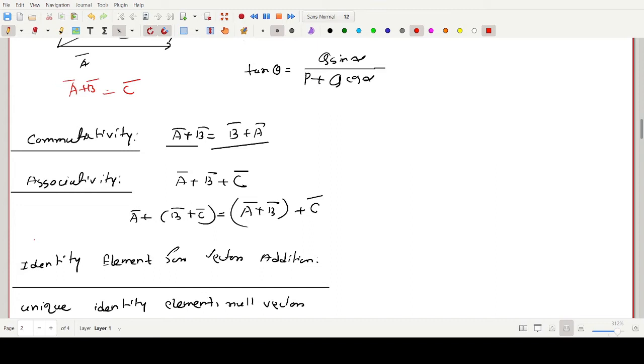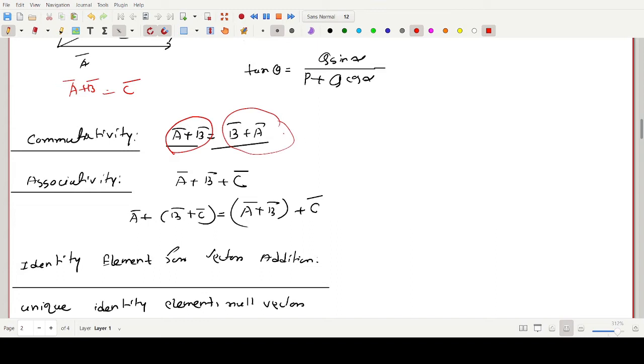Now the first one, commutativity. Commutativity means order does not matter. If we are asked to calculate a plus b, then if we calculate it in this order or in this order, we will get the same result. This is called the property of commutativity. Remember, if you can exchange the order, then it's commutative.